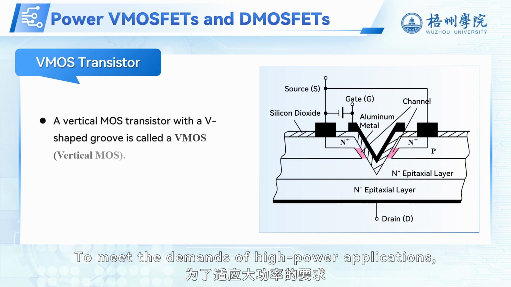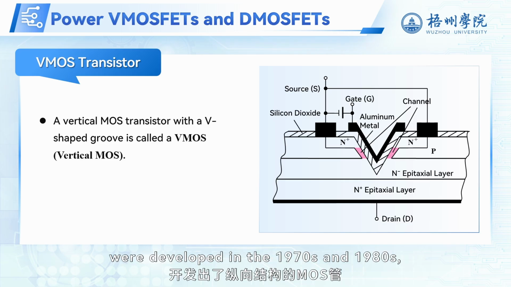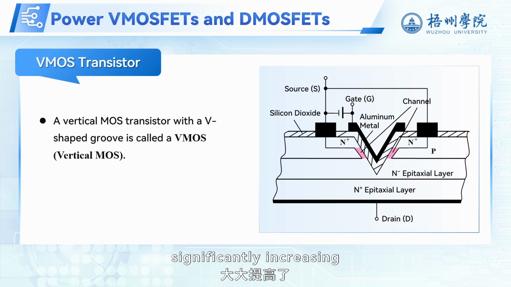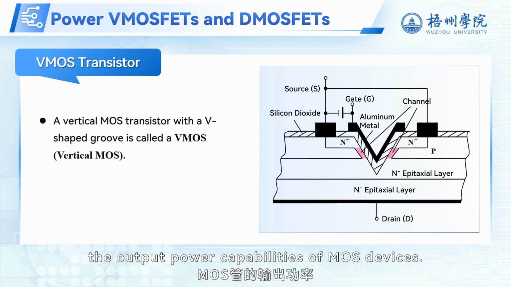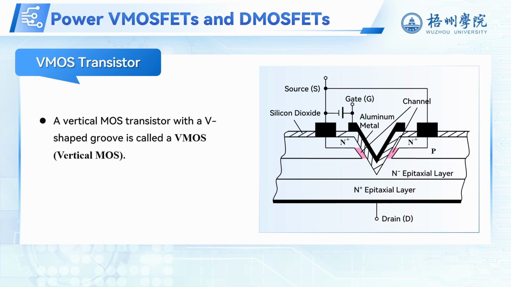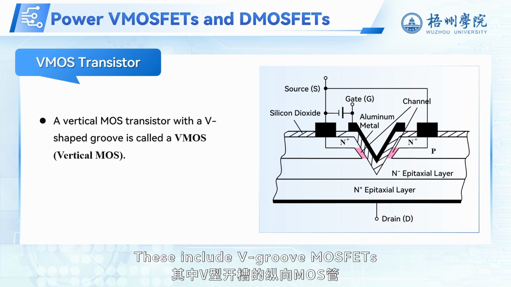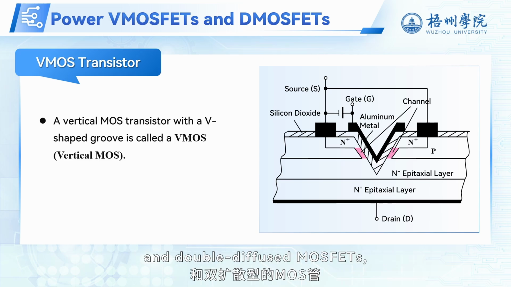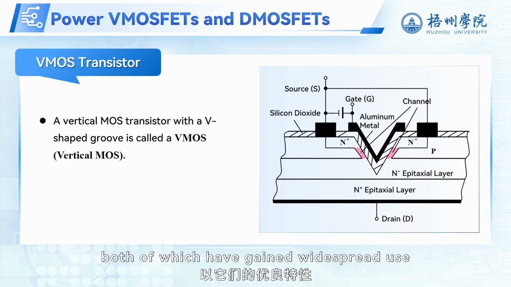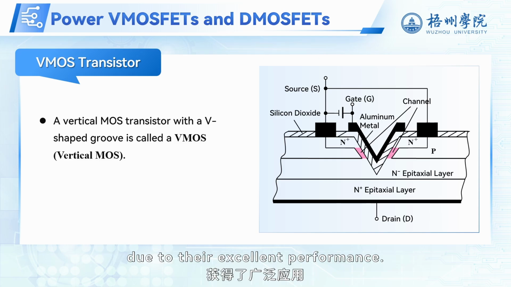To meet the demands of high-power applications, vertically structured MOSFETs were developed in the 1970s and 1980s, significantly increasing the output power capabilities of MOS devices. These include V-groove MOSFETs and double-diffused MOSFETs, both of which have gained widespread use due to their excellent performance.